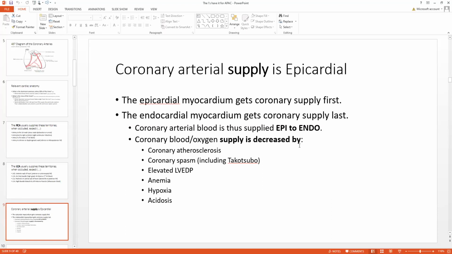What decreases this supply? Coronary atherosclerosis, coronary spasm, including Takotsubo disease, which we'll discuss, elevated end diastolic pressure that I just mentioned, anemia. You just don't have enough boxcars to carry that oxygen around, so it's got to run the track more often. Hypoxia, either from ambient air or from lung disease, will decrease the oxygen supply. Or acidosis, be that lactic acidosis or ketoacidosis, decreases the supply.